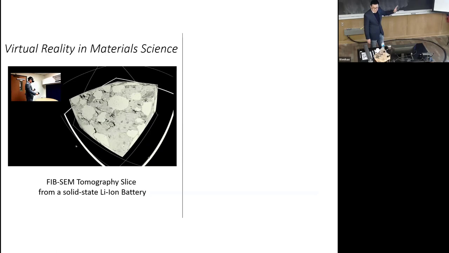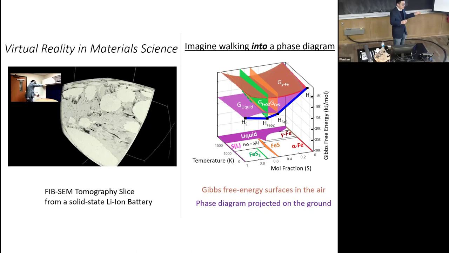This has nothing to do with thermodynamics, but imagine that we have now virtual reality for a phase diagram, okay? Imagine you walk into this and the phase diagram is on the floor and you're seeing the projection of the free energy curves up in the sky. So you have the free energies here and you can walk around and see where the projections are and you can take tangents of it to get the chemical potentials and all sorts of wonderful things.